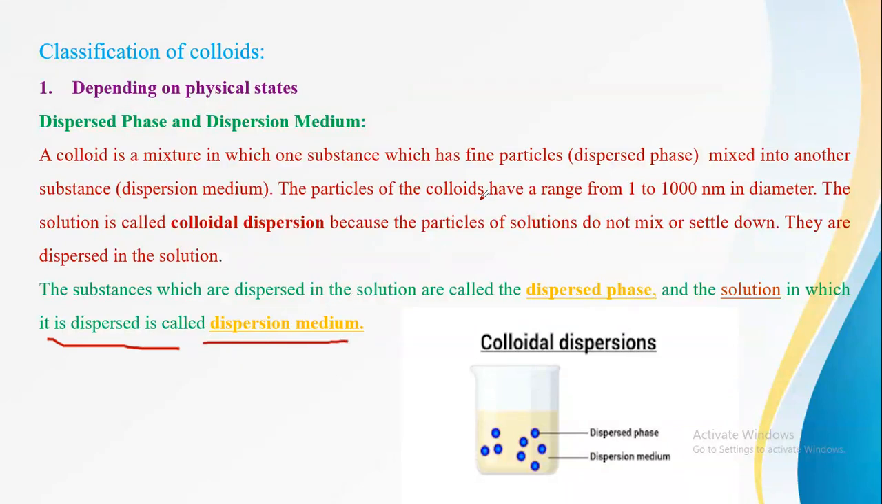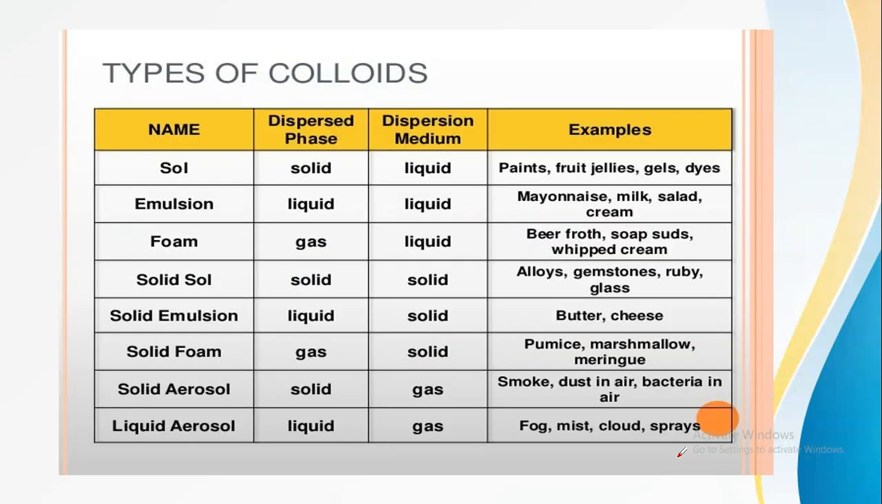This colloidal solution is also called a colloidal dispersion because here the dispersion of the particles takes place, and the particles do not mix or settle down in the solution. So they are dispersed in the solution. In this picture we can see the colloidal particles: the substance which is dispersing is called the dispersed phase, and the solution in which the dispersion is taking place is called the dispersion medium.